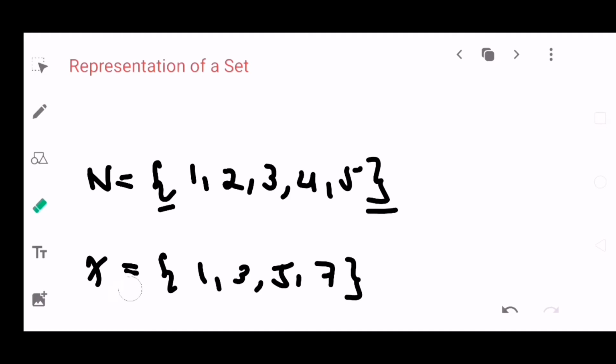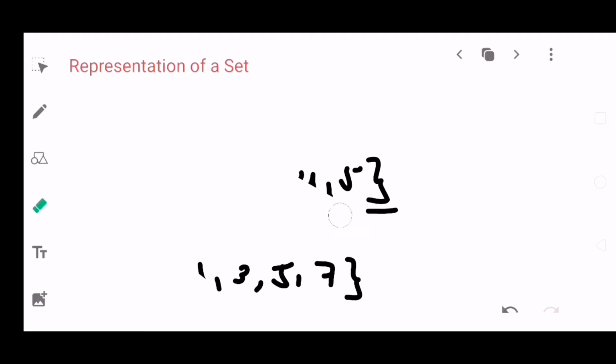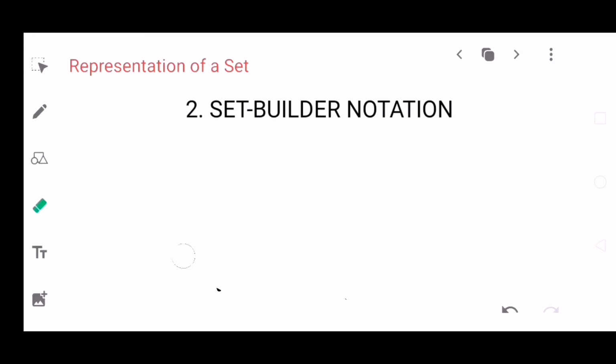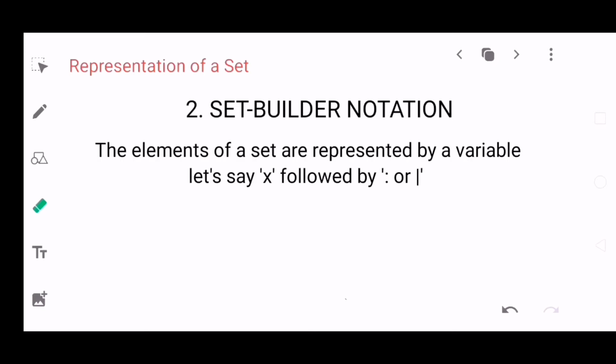Now a different thing will happen for the second method, which is known as the set builder notation. In this case, the elements of the set are represented by a variable, let's say x, which is followed by a colon or a straight line, which is read as "such that." So these symbols, the colon or this straight line, are read as "such that." After this, what you will do is describe the variable that you use in such a way that it will represent all the elements included in that set.